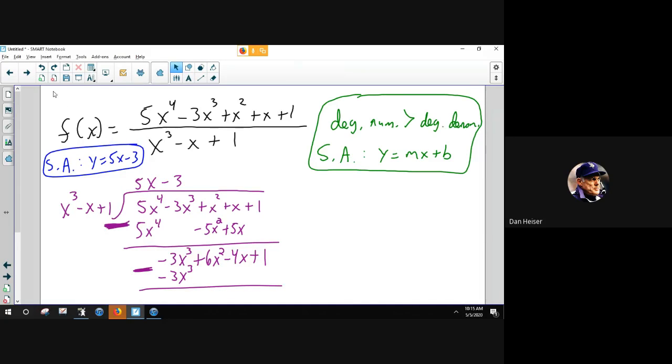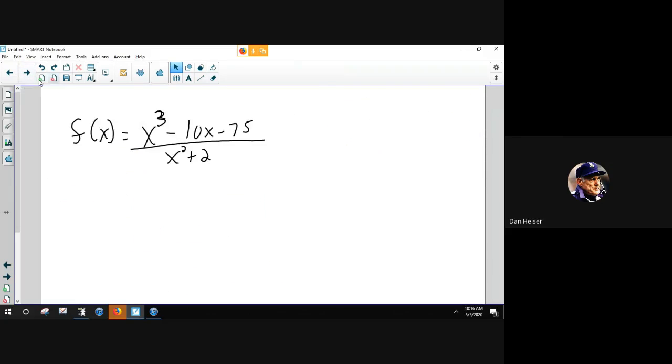Another example is probably necessary. Let's take a look at another one. We have x cubed minus 10x minus 75 all over x squared plus 2. The degree of the numerator is larger than the degree of the denominator. So, again, we need to long divide.